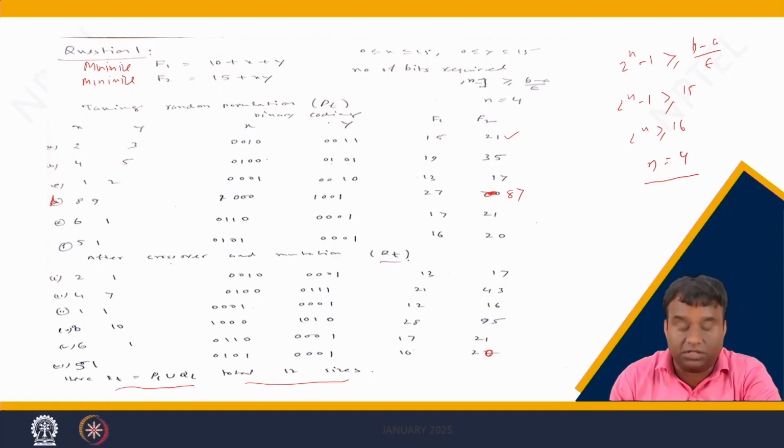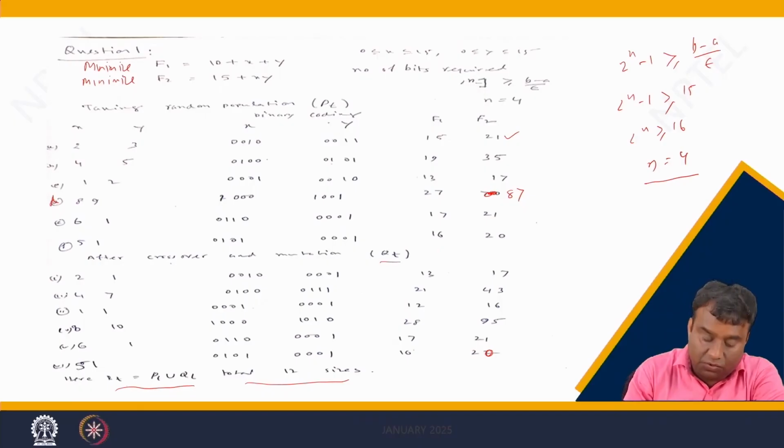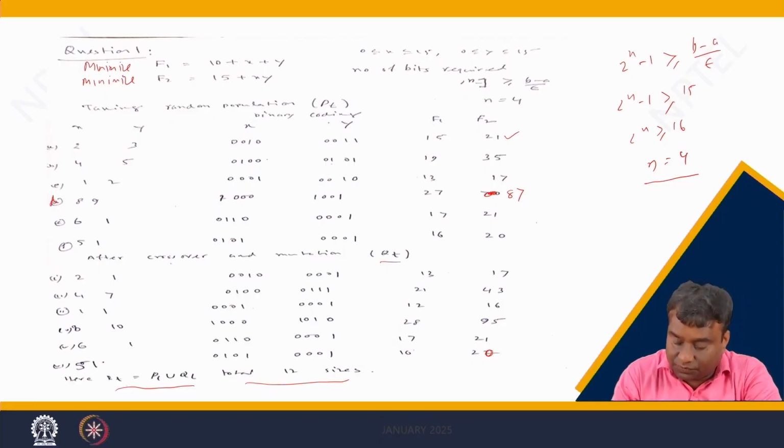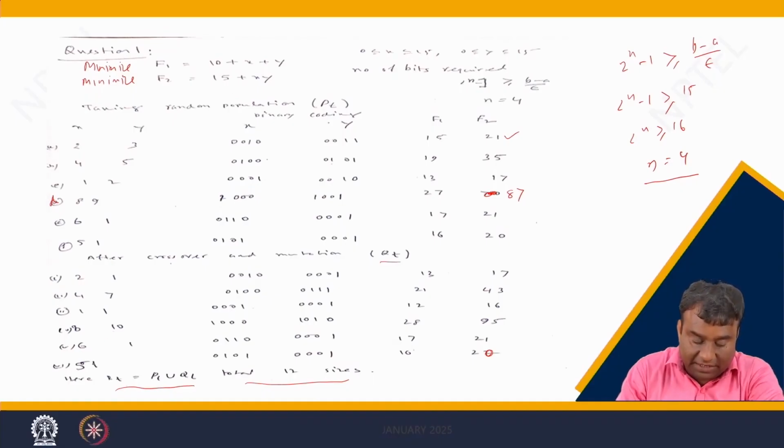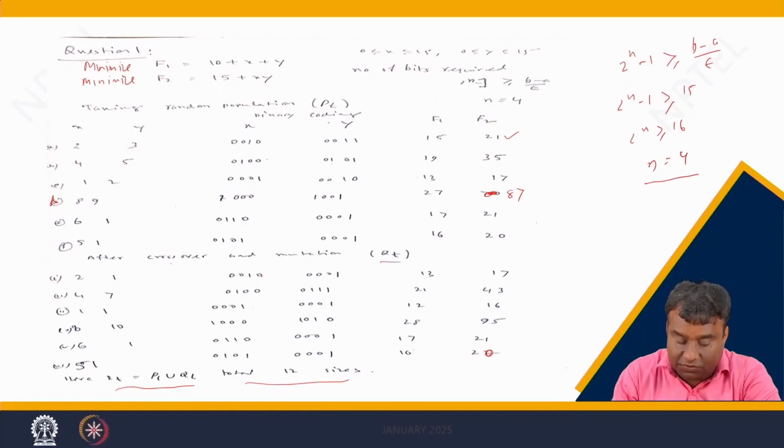So after crossover and mutation, we obtain Q2. We name the solutions 1, 2, 3, 4, 5, and 6. So the solutions are: for 1, x is 2 and y is 1; for 2, 4 and 7; for 3, 1 and 1; for 4, 8 and 10; for 5, 6 and 1; for 6, 5 and 1. So do the encoding part, that is 0, 0, 1, 0, 0, 0, 0, 1. Then the value is 10 plus x plus y, 13, and 15 plus 2, 17. So in this way you calculate the values.